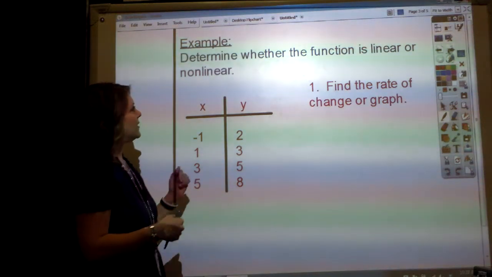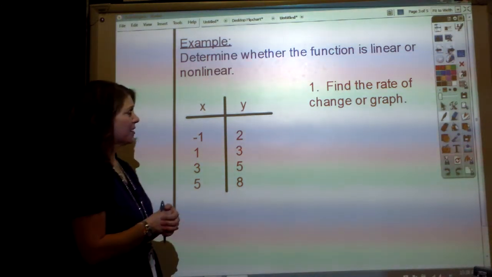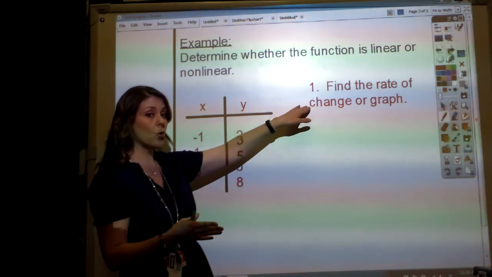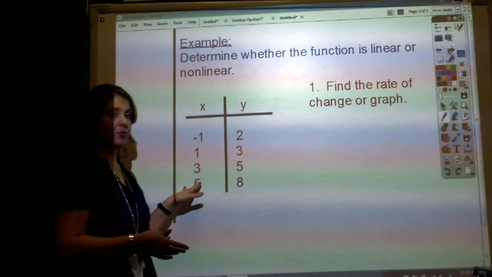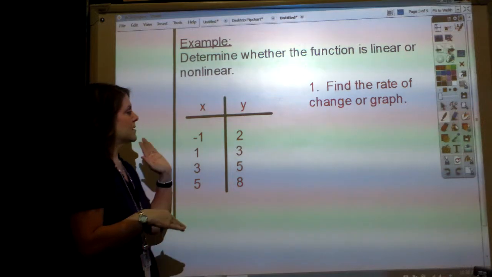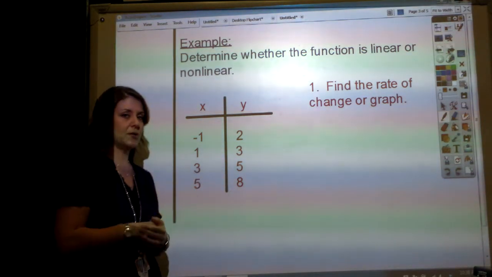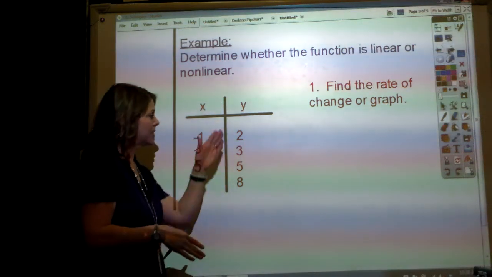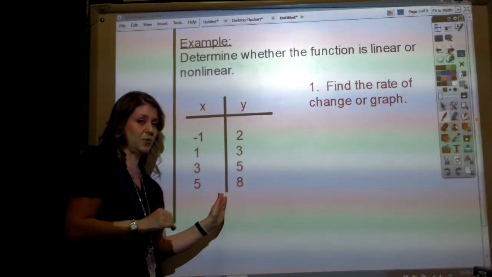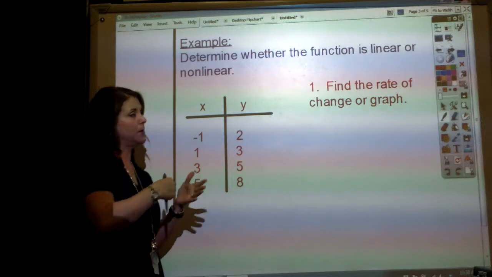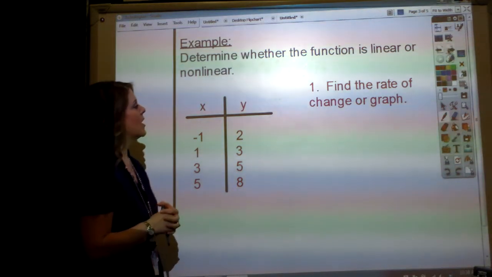So find the constant rate of change. Or you can graph these ordered pairs. You can graph them and see if they make a straight line. If they don't fall on the same straight line, if you can't take a ruler and connect every single one of these 4 ordered pairs in one swoop, it's not going to be a linear function.